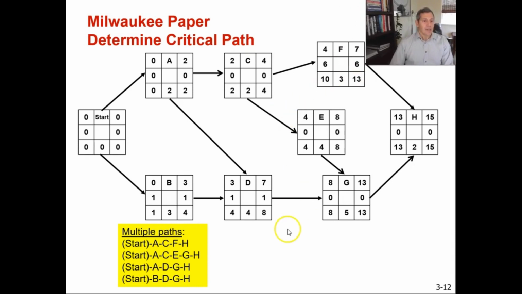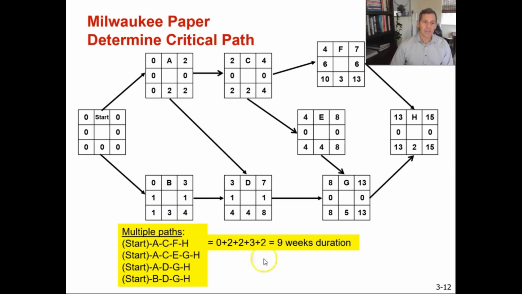So there are different paths to get from the start to the H. It's kind of like a maze. Our first path, if you follow the arrows, is start, A, C, F, H. That path takes us, when you add up all the durations, 2 plus 2 plus 3 plus 2. That gives us a 9-week duration.